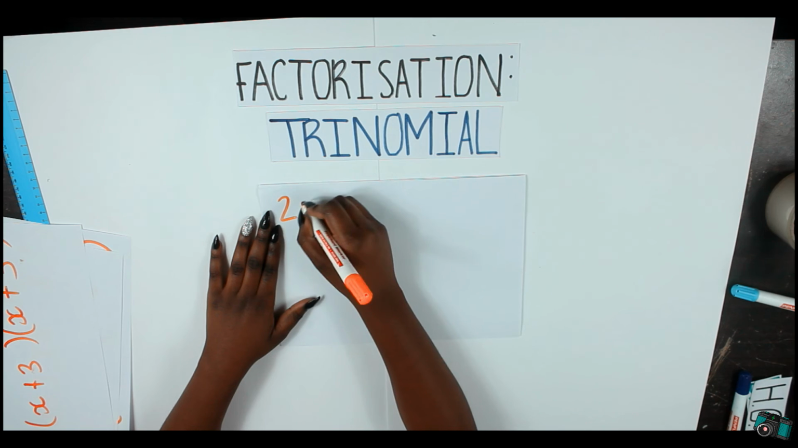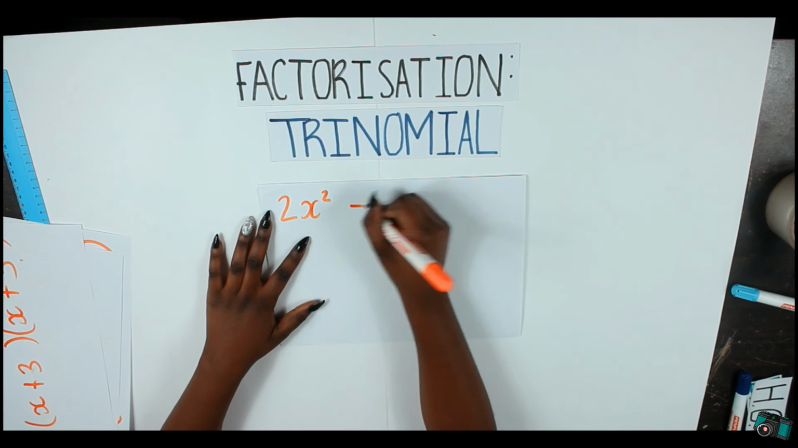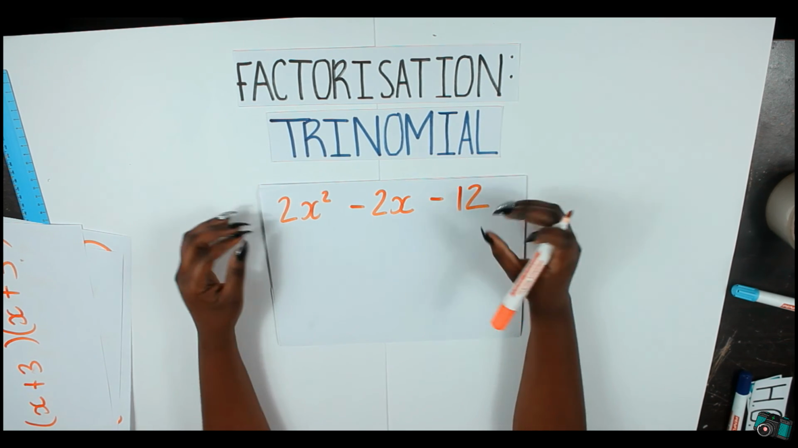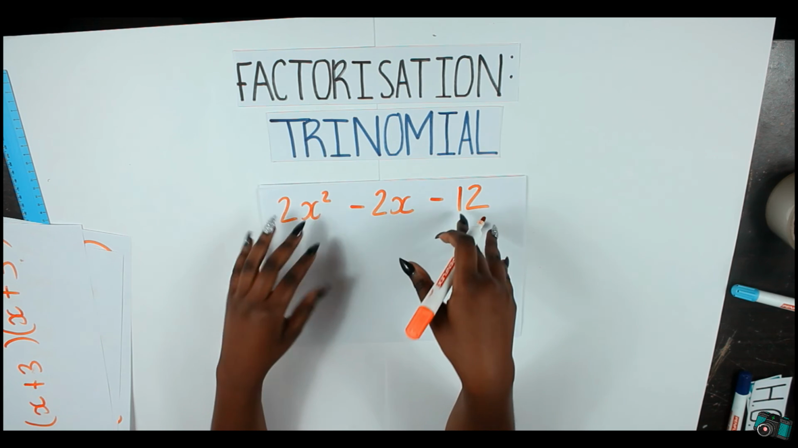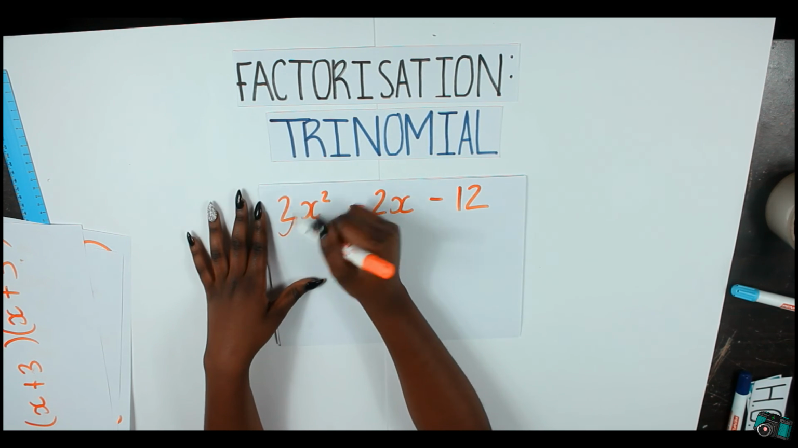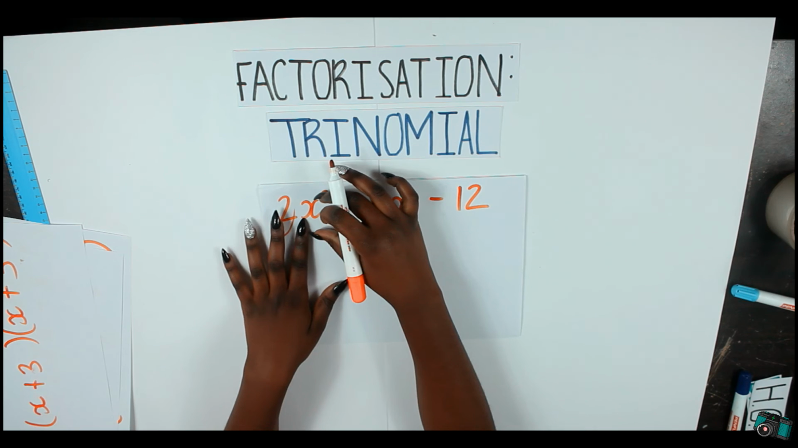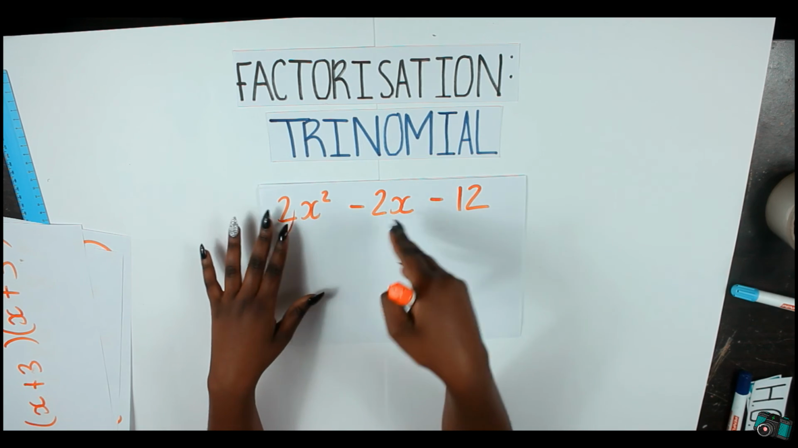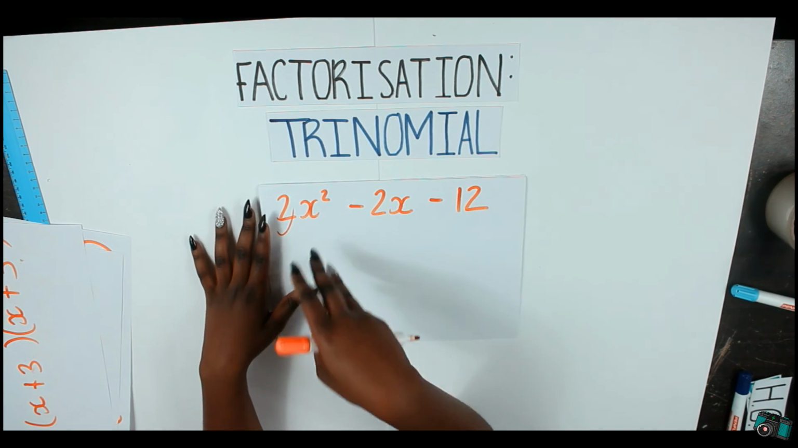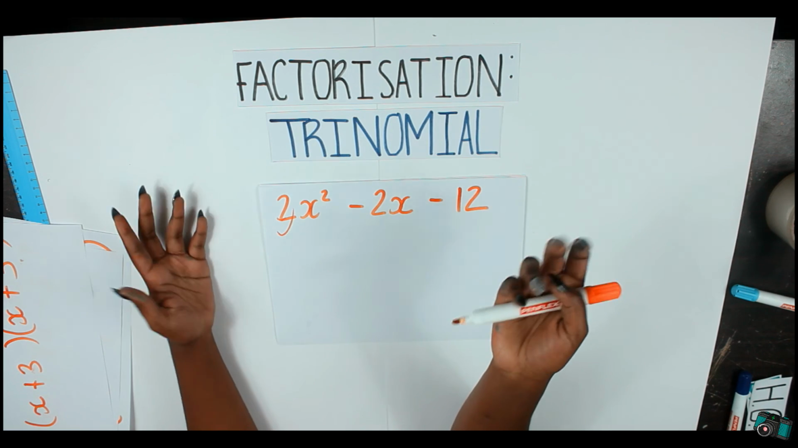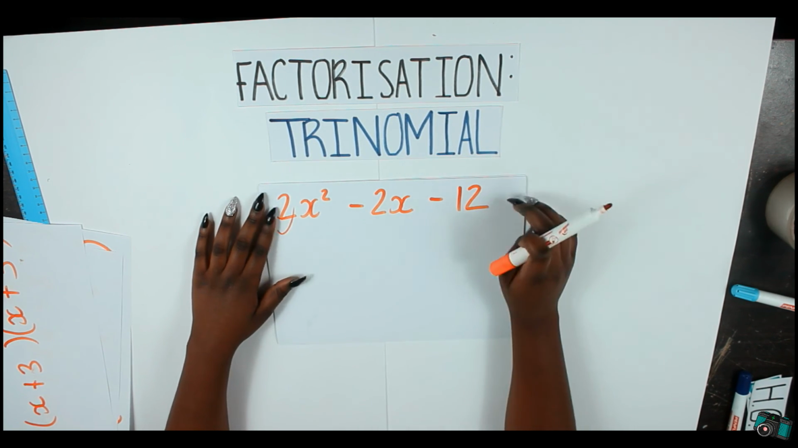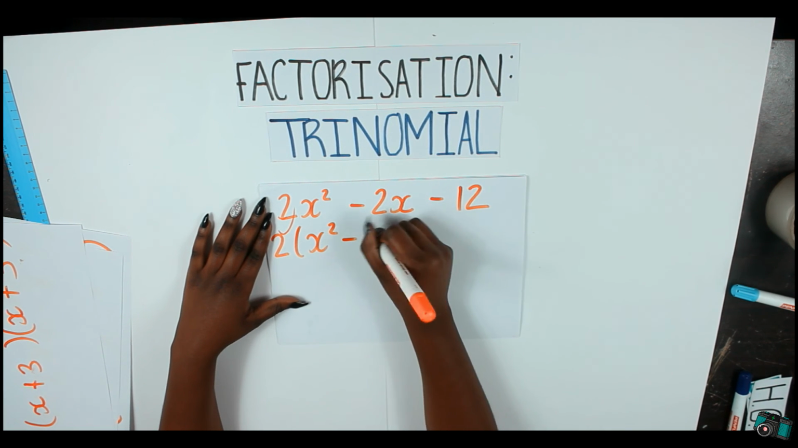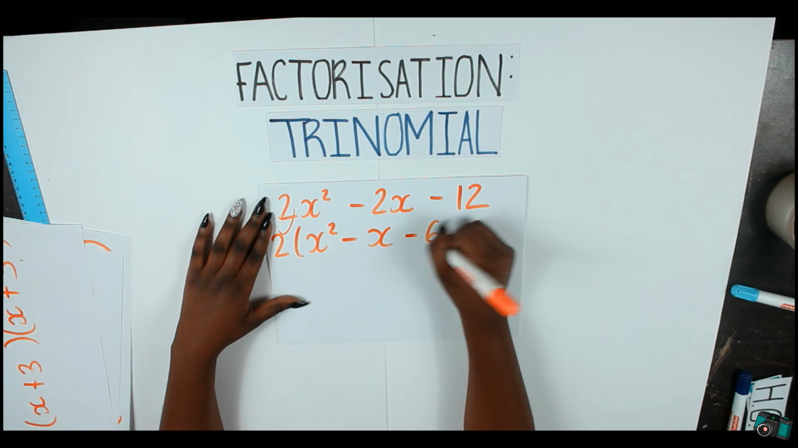Let's say you had 2x squared minus 2x minus 12. Before you conclude that this is an advanced trinomial, because an advanced trinomial has a number in front of the x squared, first check: is there a common number? Can I take out the highest common factor? And yes, there is, because 2 goes in everywhere. So if you take out the 2, then you have x squared minus x minus 6 left.